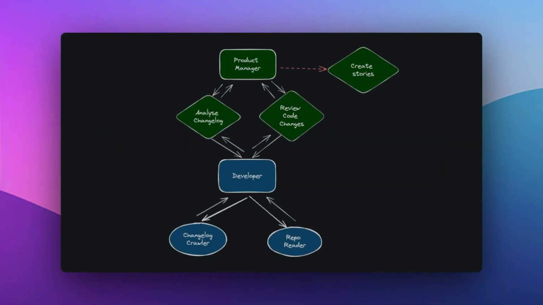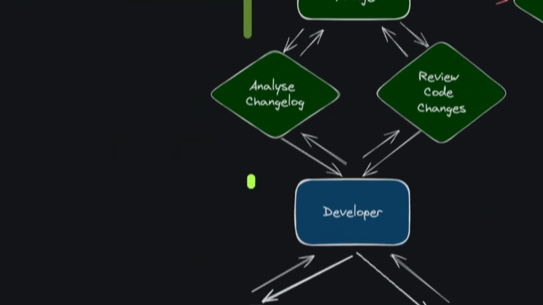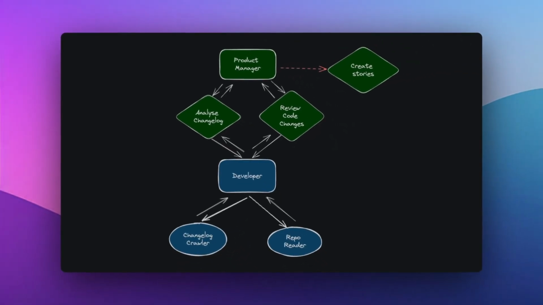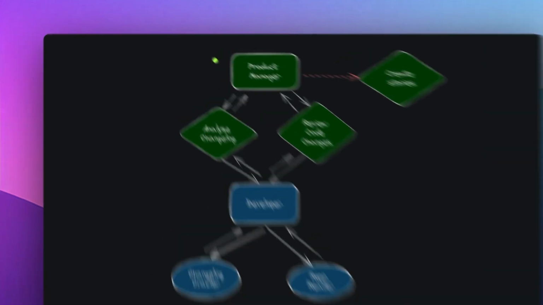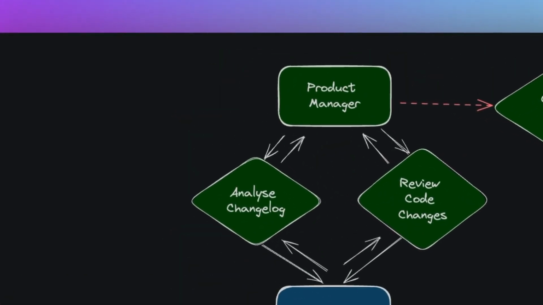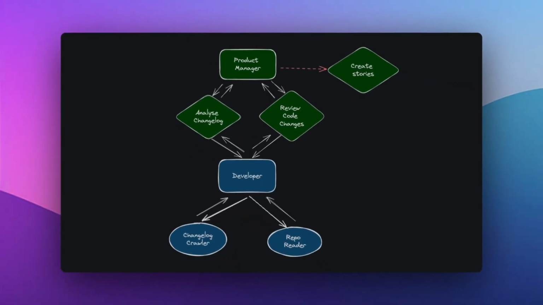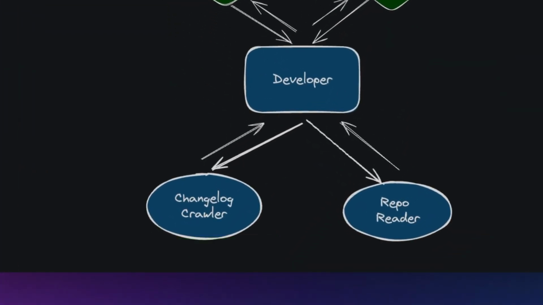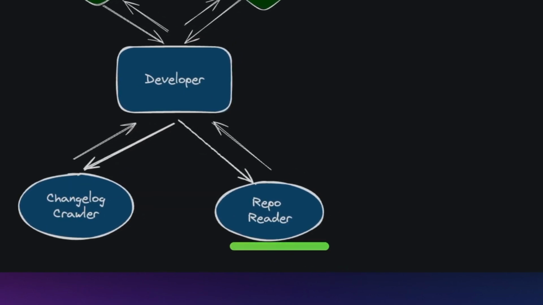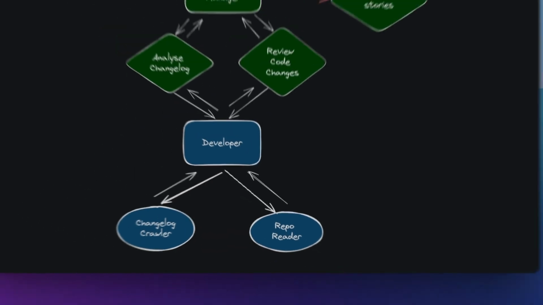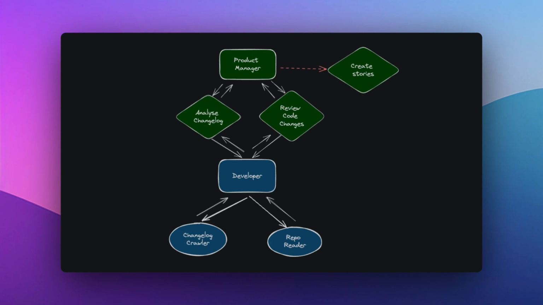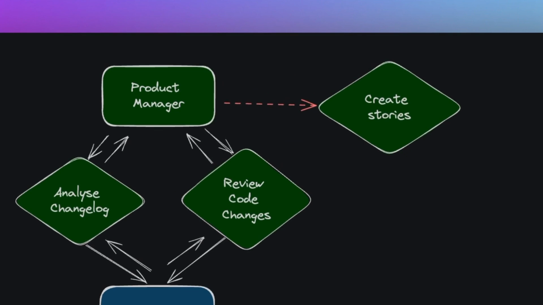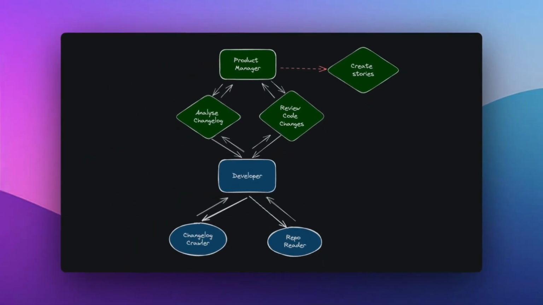We will start with two agents, product manager and developer, using the hierarchical agents process from CrewAI. The product manager orchestrates tasks and delegates to the developer. The developer will use two tools, one to get the changelog from the URL and another to read the repository files to determine if dependency needs updating. The product manager then will prioritize backlog stories based on the developer's output.